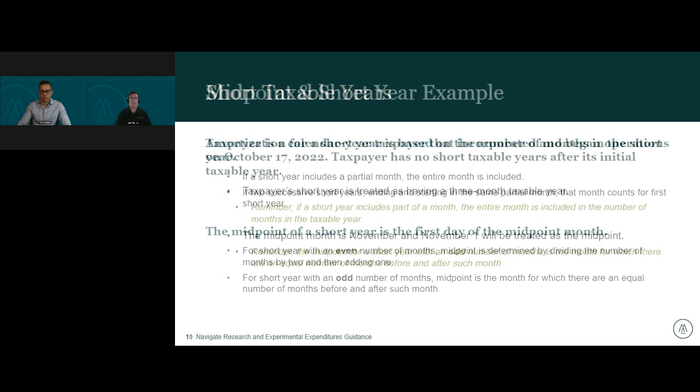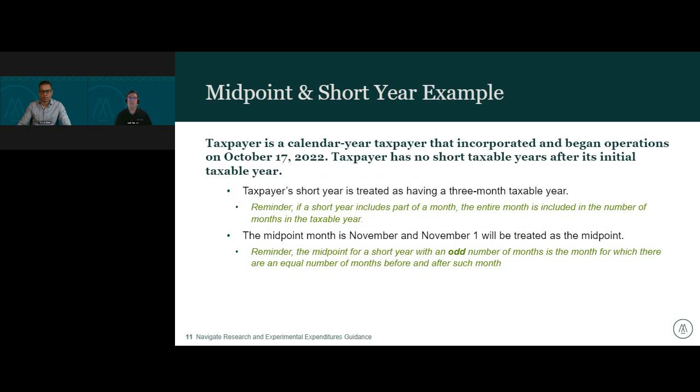So going through just a quick example to illustrate those concepts, think of a taxpayer with a calendar year that incorporated and began operations on October 17th, 2022. That taxpayer's short year is treated as having a 3-month taxable year. So that would include October, November, and December. And since there's an odd number of months, the midpoint will be November 1st, since there's 1 month before and 1 month after.